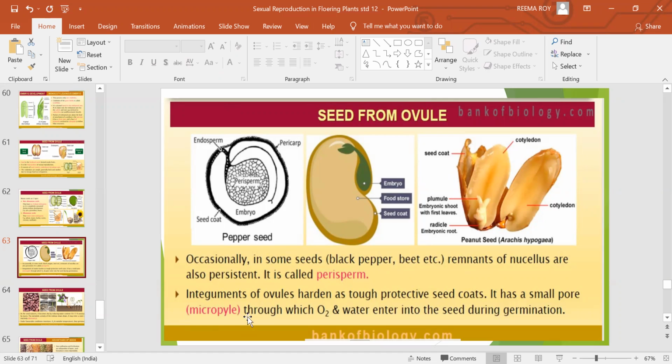So what does it do? The micropyle attaches with the pollen tube, isn't it? Why does it attach? For what purpose? For oxygen intake and water intake into the seed during the germination process. Okay.